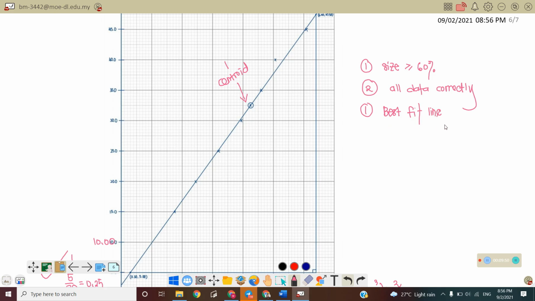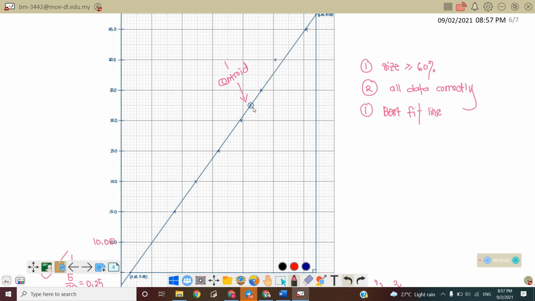Of course, this best fit line, the first one, you must pass through centroid. Yes, already passed through. The second condition is you must pass through as many points as possible. Here already 1, 2, 3, 4, 5 points. So we consider it as many points as possible, and also balanced on both sides. So here at the bottom of the line we have 1. At the top we have 1. So balanced. So you get 1 mark for drawing the best fit line.